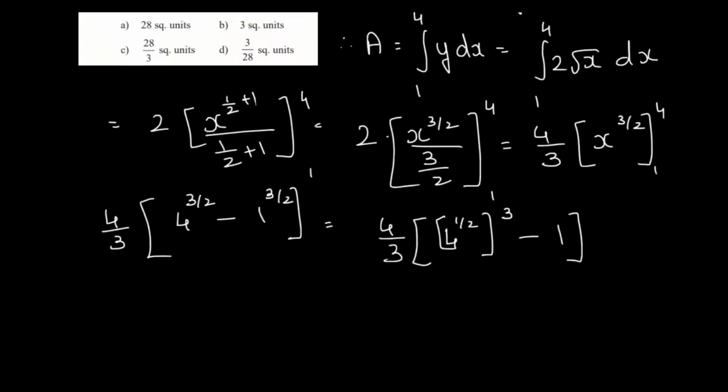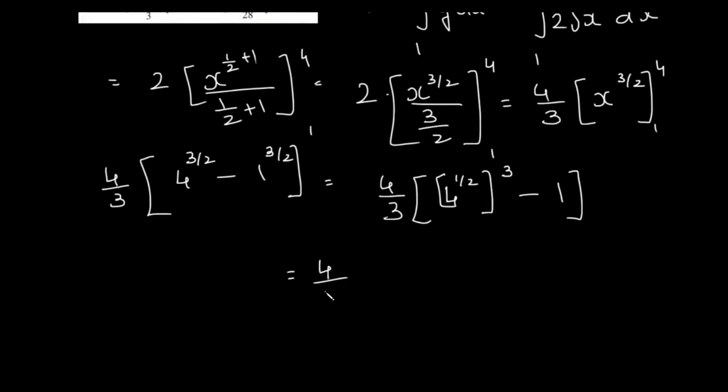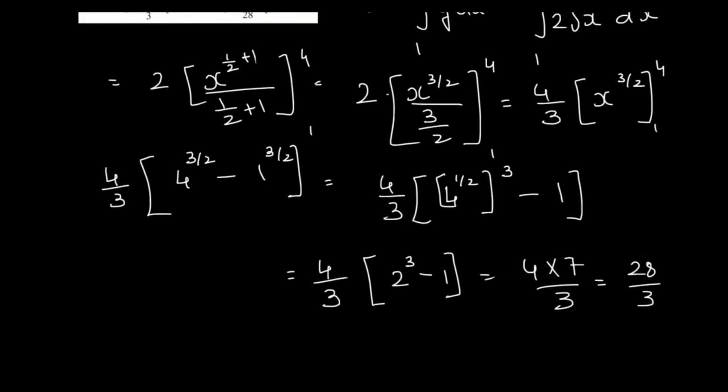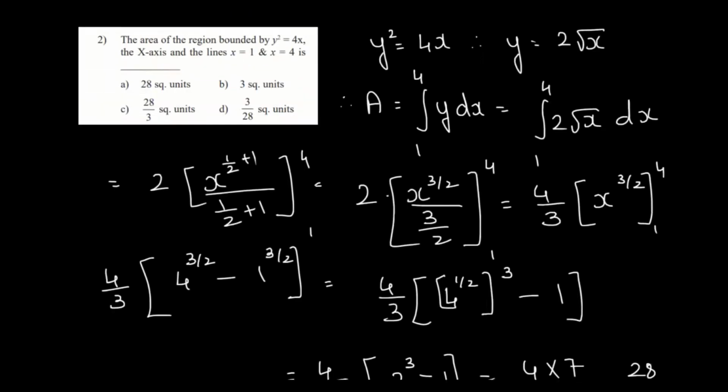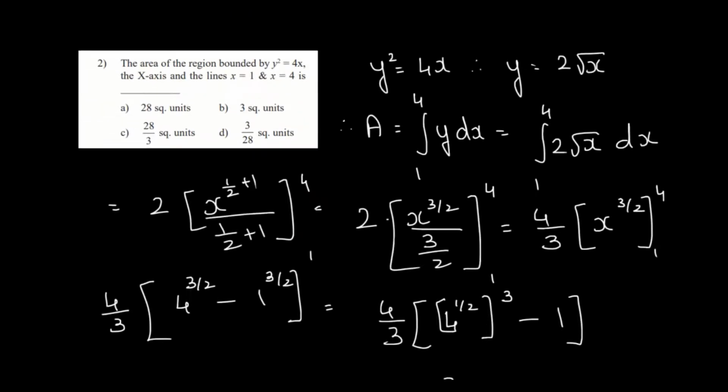Since we are solving an MCQ, the steps are for our benefit actually. Final answer is what matters over here. So 4 upon 3 into, we are going to get now 4 raised to half means root 4. So root 4 will be 2 in this case. So therefore we get 2 cube minus 1 or 8 minus 1, which is 7. So 4 into 7 upon 3. So the answer becomes 28 upon 3 square units. So the correct option from those which are given over here is C obviously. So C becomes the correct answer for us.